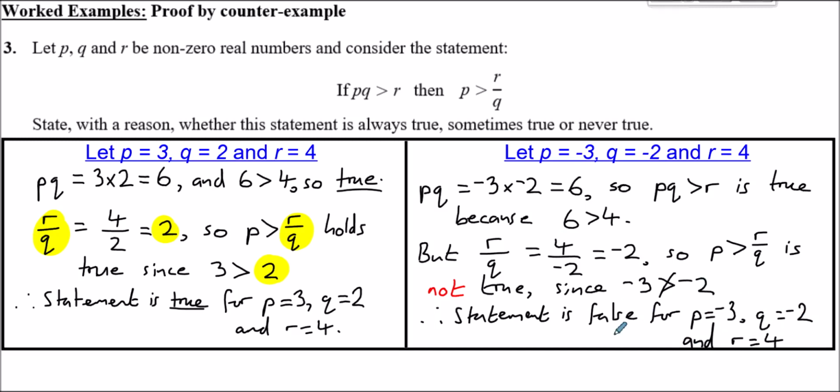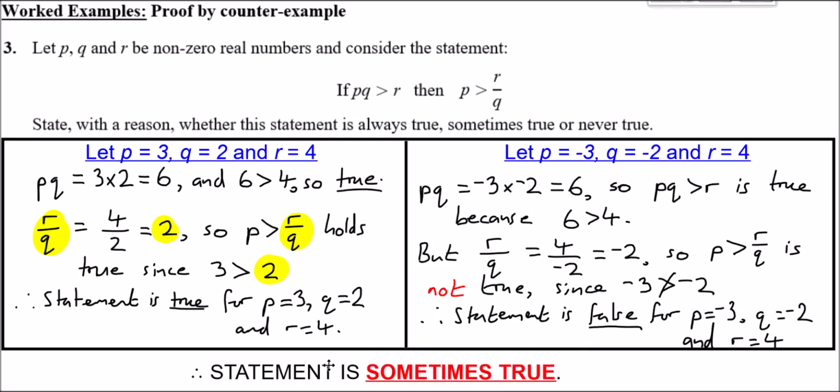So I've just shown that it's true in some instances and false in other instances. Therefore, generally speaking, we can say that the statement is sometimes true. Sometimes it's true, like over here. Sometimes it's false, like on the right-hand side.